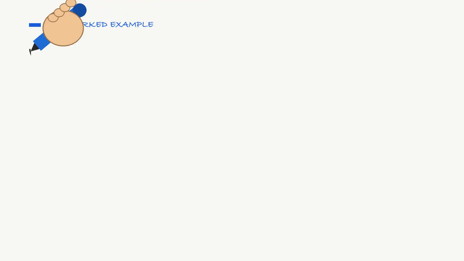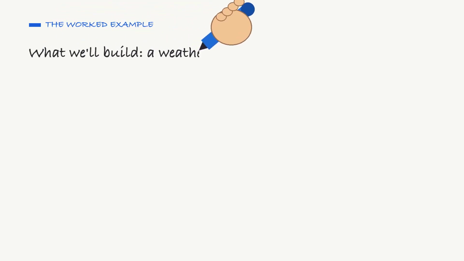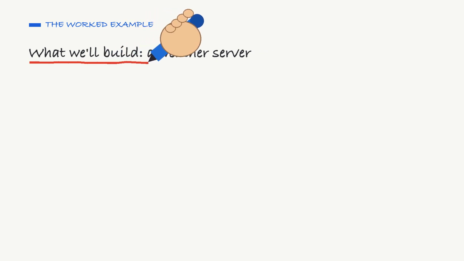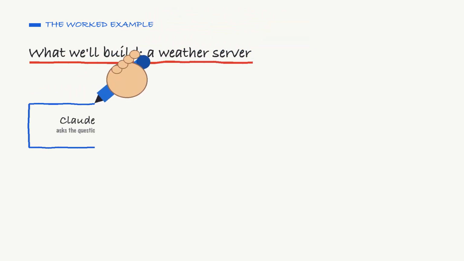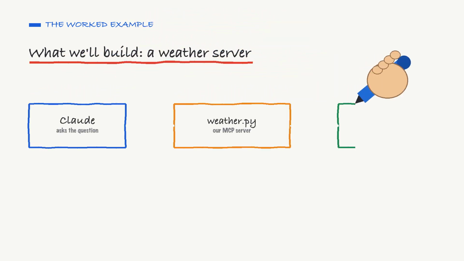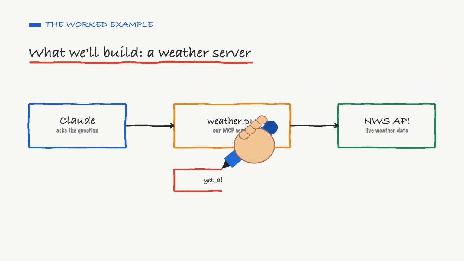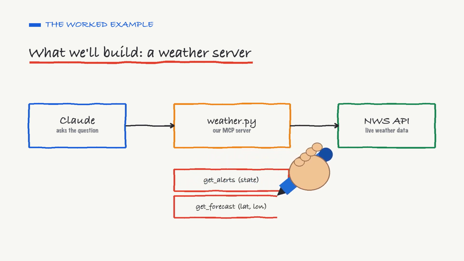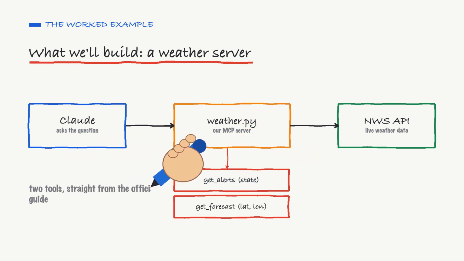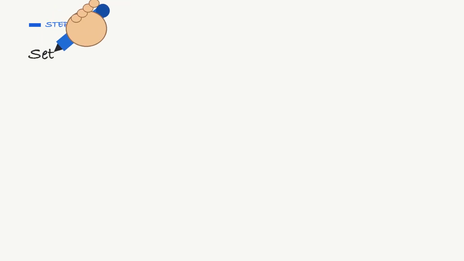Here's the worked example, straight from the official guide. A weather server. Claude asks the questions. Our little Python file, weather.py, is the MCP server, and it calls the National Weather Service API for live data. The server exposes exactly two tools: get alerts, which takes a US state, and get forecast, which takes a latitude and longitude.